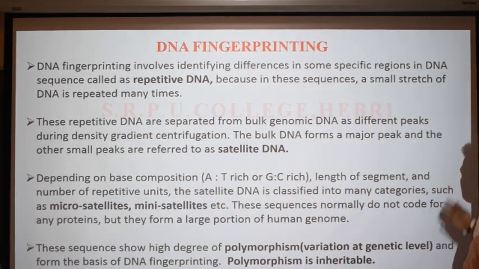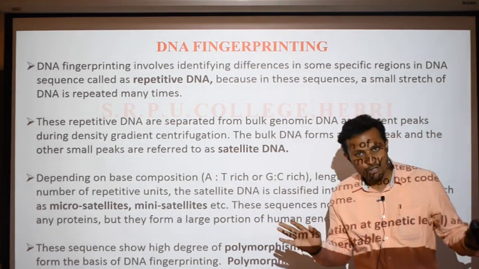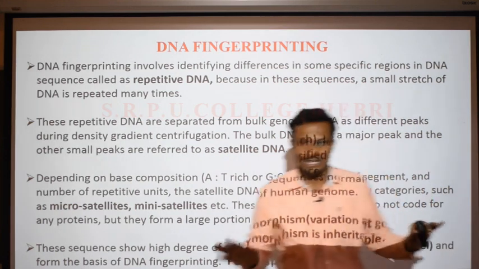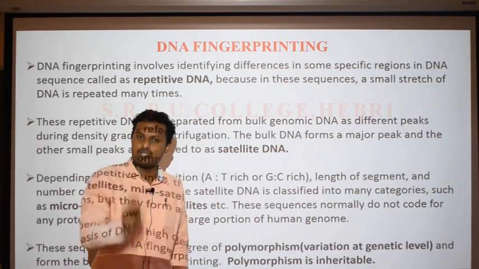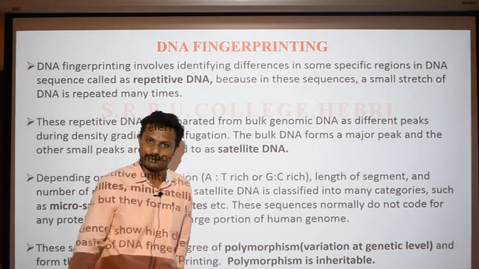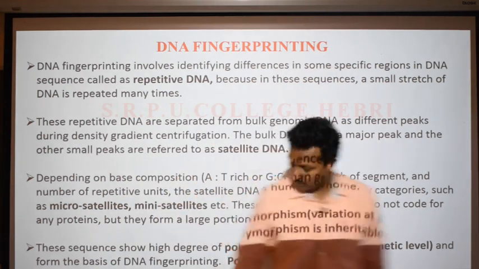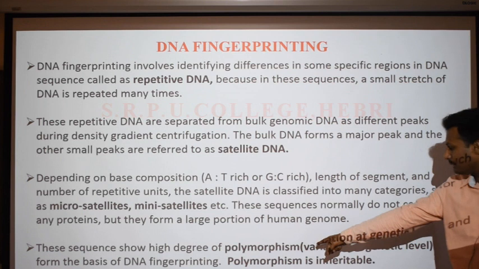So these sequences normally do not code for any protein, they do not have any function, they do not express any characteristics, but still these are the key sequences which help us to identify the differences among the genomes of two individuals, right? These sequences show a high degree of polymorphism.